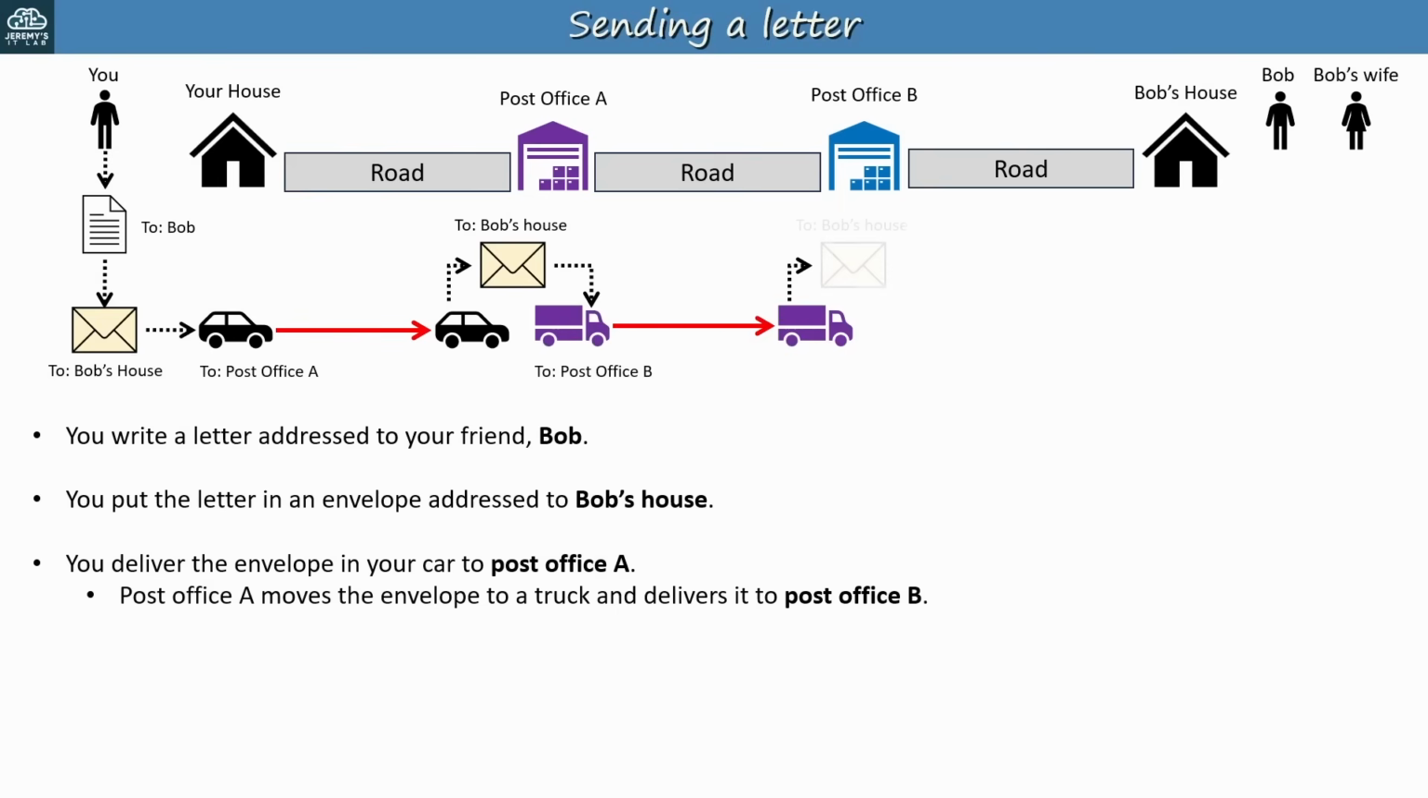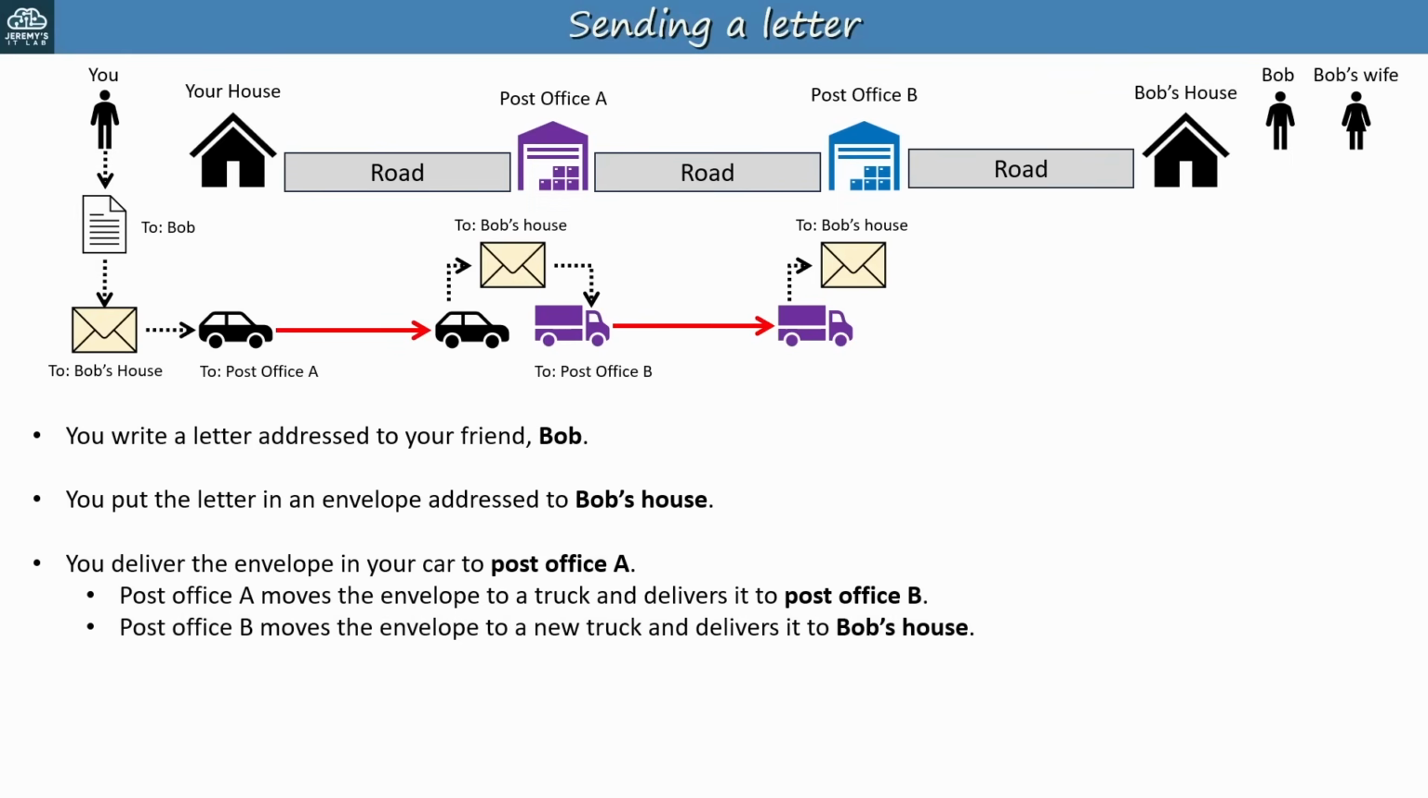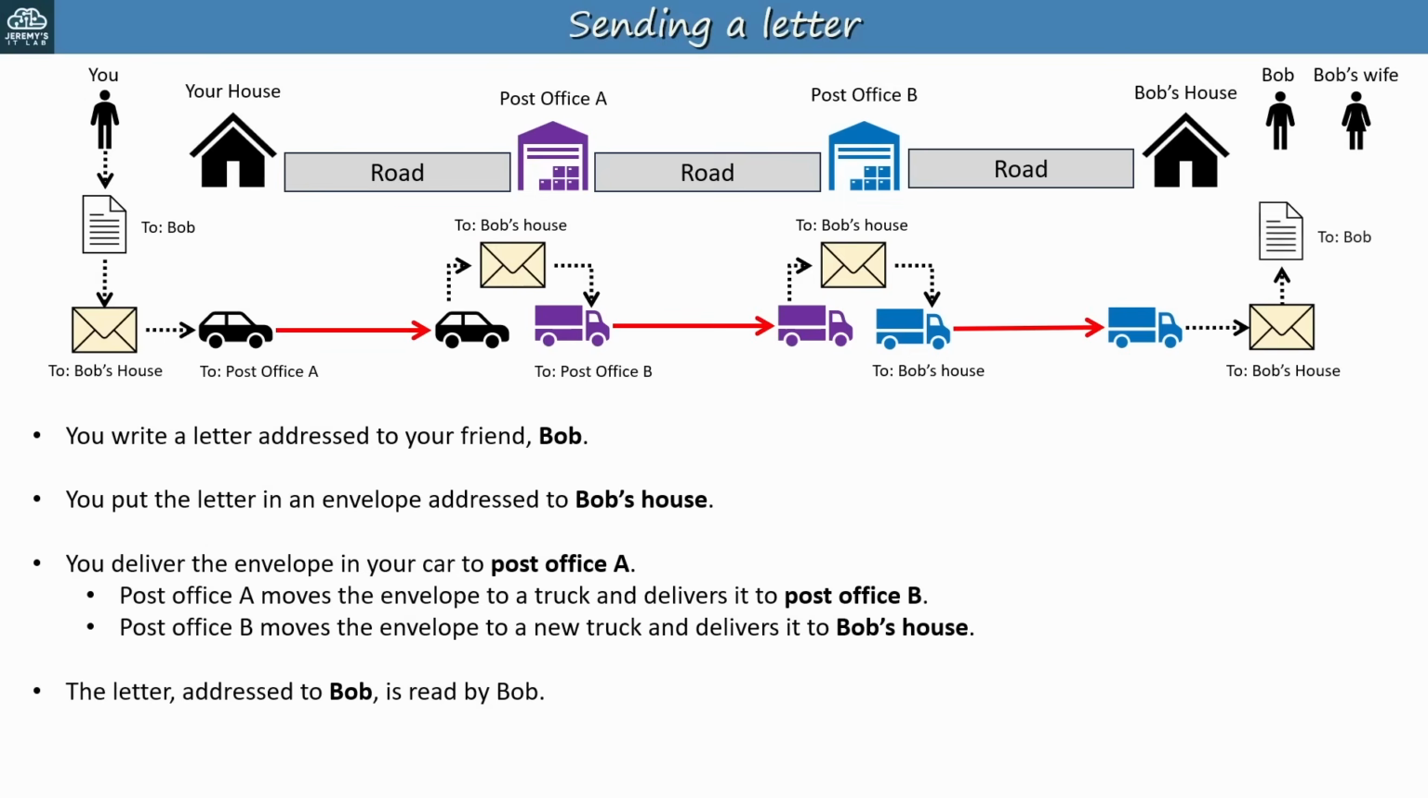The truck's destination is Post Office B, but the envelope and letter inside keep their original destinations. Then Post Office B moves the envelope to a new truck and delivers it to Bob's house, like this. Once again, this truck has a different destination from the previous truck, Bob's house. The envelope and letter inside still have their original destinations. The envelope is now delivered to Bob's house, opened, and the letter addressed to Bob is read by him.